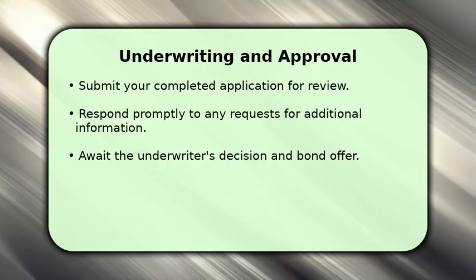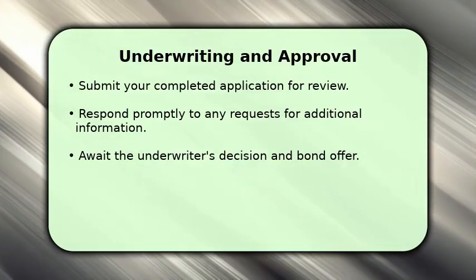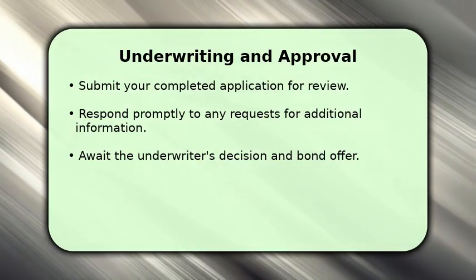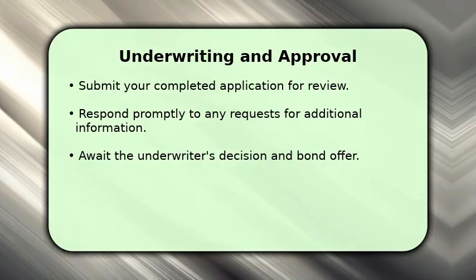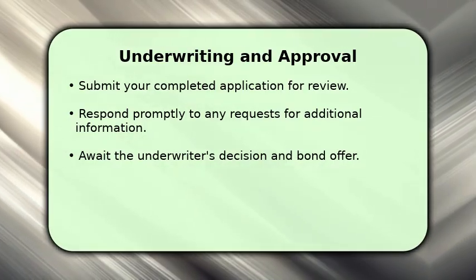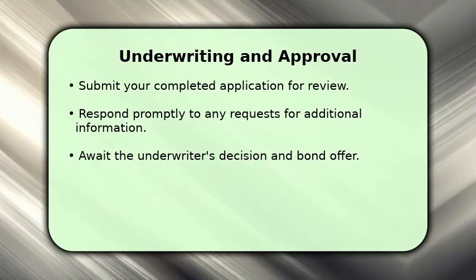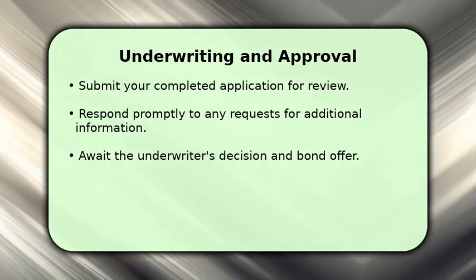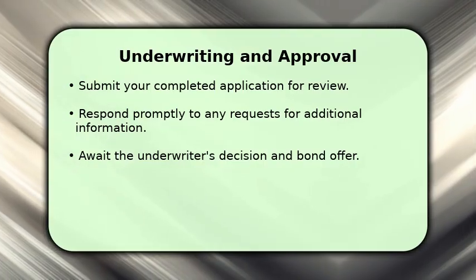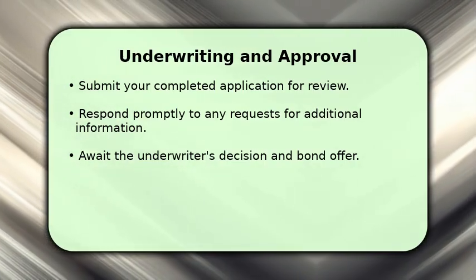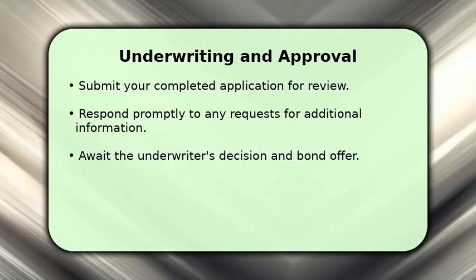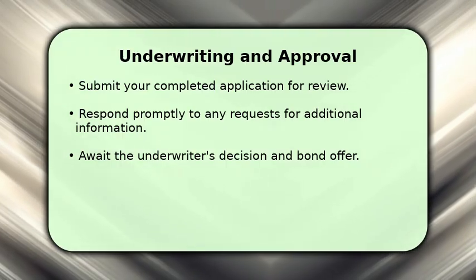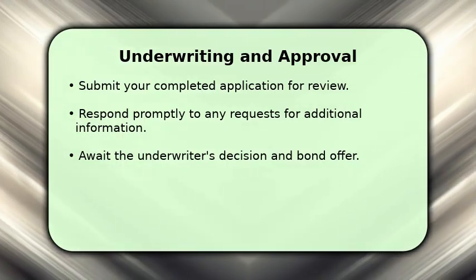After submitting your application, it enters the underwriting phase. The bond provider will assess your business's financial stability and risk profile. Be prepared to quickly provide any additional documents or clarifications they request, as this speeds up the approval process. Once approved, you will receive an offer detailing the bond premium and terms, which you can then accept.